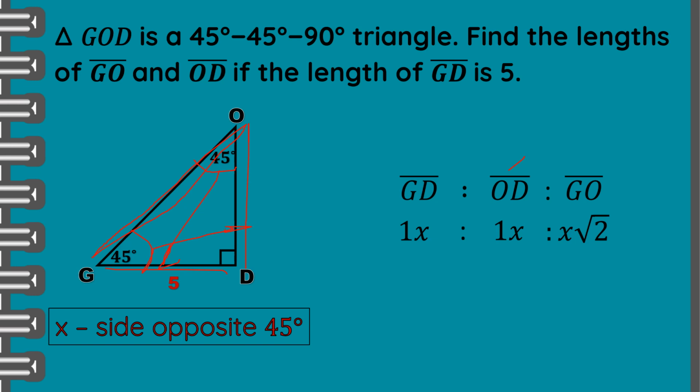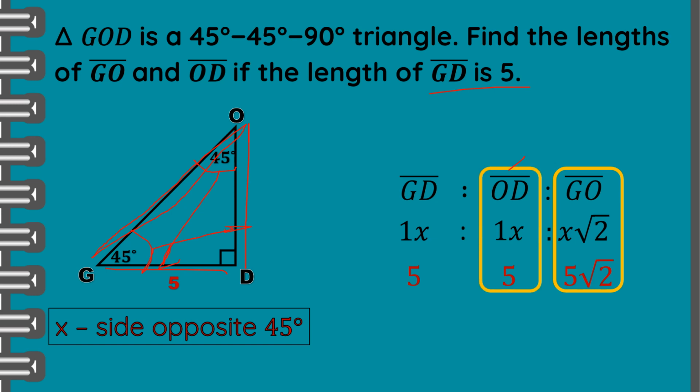It's also given in the problem that segment GD is 5 units. For segment OD, we have 1 times the value of x, which is 5, so that is still equal to 5. For segment GO, we have x is 5, times square root of 2, so we have 5 square root of 2 for segment GO. We then have segment GO is 5 square root of 2 units, while segment OD is 5 units.